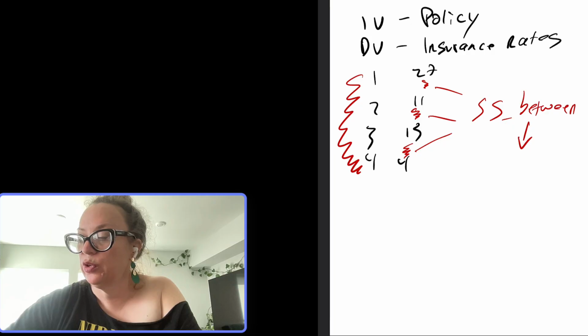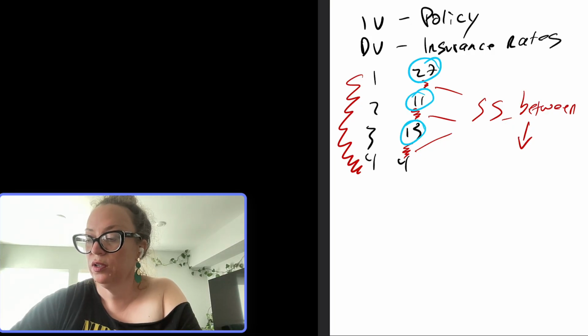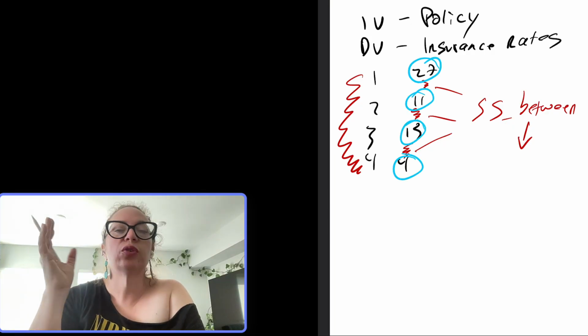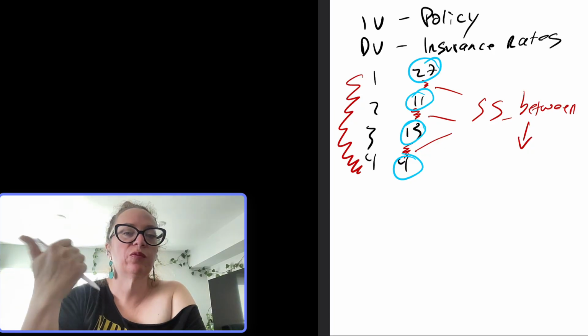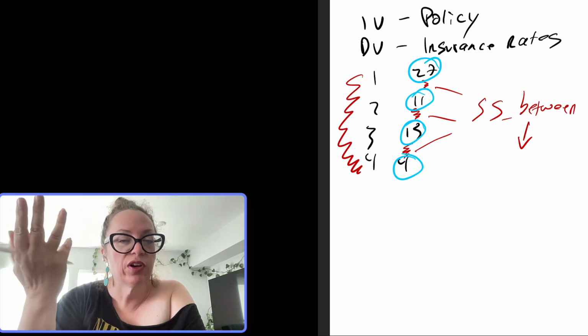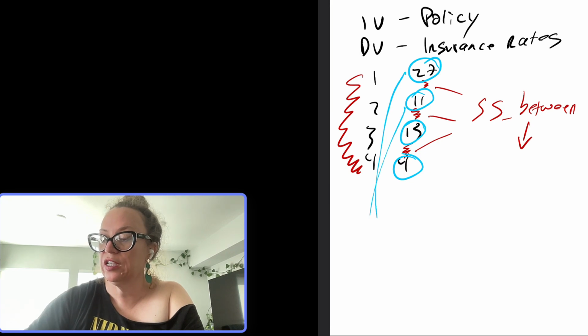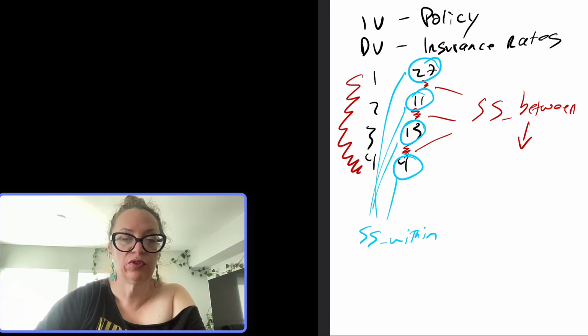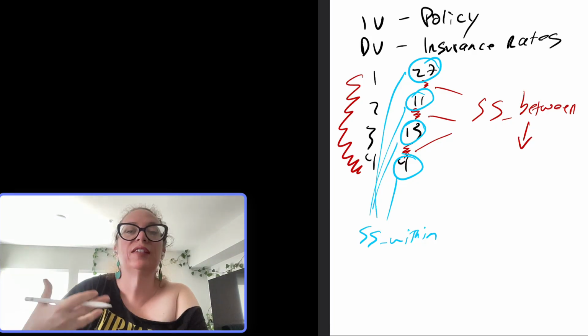But within each group, the insurance rates are still going to vary a little bit. Some voyages are riskier, there's different cargo, the weather's different, the ship quality, the route differences, whatever. And that leftover variability within each group is the SS within, because it exists within the same policy condition.